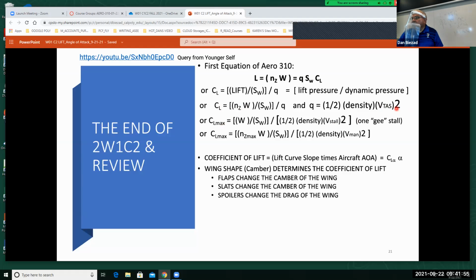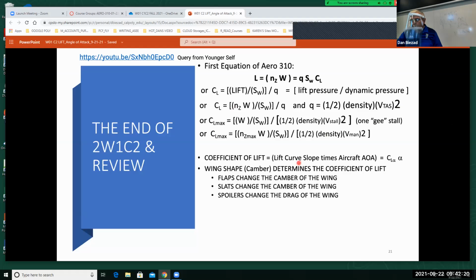What if I put a 3 in there? 3 times the stall speed. Well, 3 will come out as 9. That 9 will end up in the numerator. That means I can pull 9 Gs at the same CL max. Notice what stays the same. No matter what my G load is, CL max is always CL max. Angle of attack max always. That's why stall does not depend on your velocity, even though most pilots use the 1G stall speed.